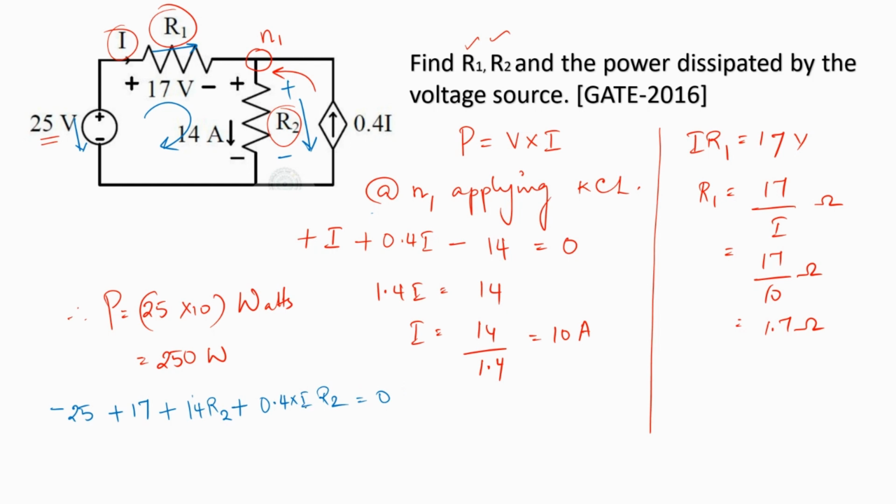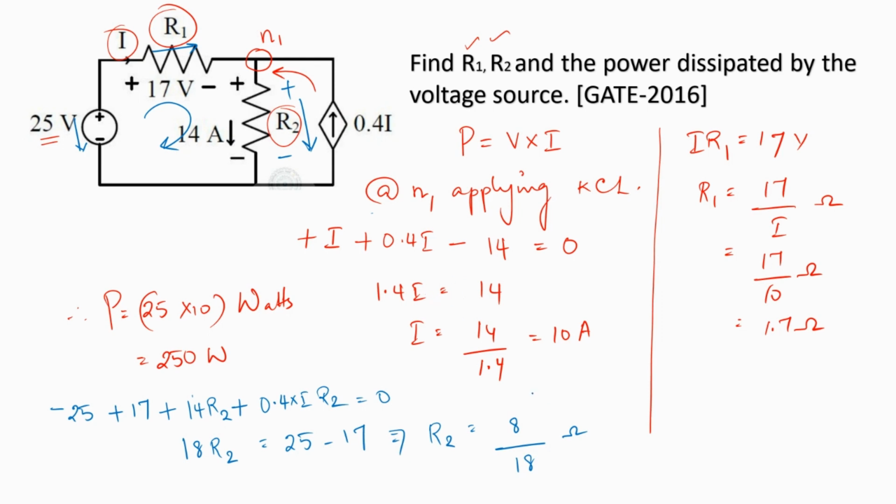We know that the value of I is 10. So 0.4 into 10 is nothing but 4R2. So we can rewrite this equation as 18R2, because 14 plus 4 is 18. 18R2 is equal to 25 minus 17. So we can get R2 as 25 minus 17 is 8 divided by 18 ohms, which is equal to 0.44 ohms.